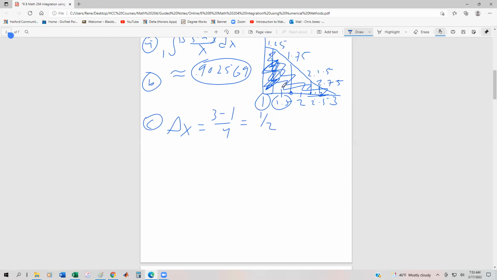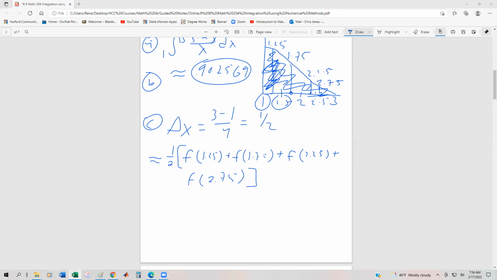Okay, and our midpoint formula is going to be delta x and then the function evaluated at each of those midpoints. All right, so in this case, the integral is going to be approximately equal to 1/2 of the function at 1.25 plus the function at 1.75 plus the function at 2.25 plus the function at 2.75. Now, to make this easy, I'm going to use Excel to compute these. All right, and let me show you how to do that.